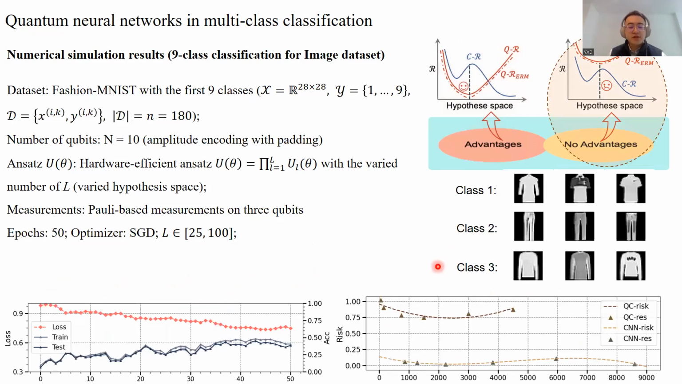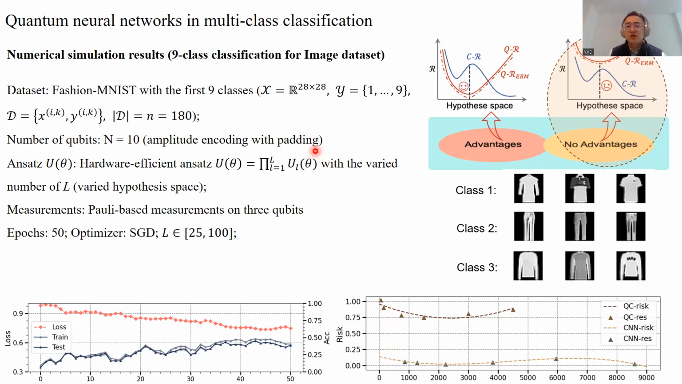And the second experiment is using quantum classifier and convolutional neural network to learn an image dataset. We set there are in total 9 classes, and in each class, the number of training examples is 18. And here is the performance, and we can see when we vary the hypothesis, we also experience a U-shaped curve of quantum classifier, but its impact risk is greatly larger than convolutional neural networks.